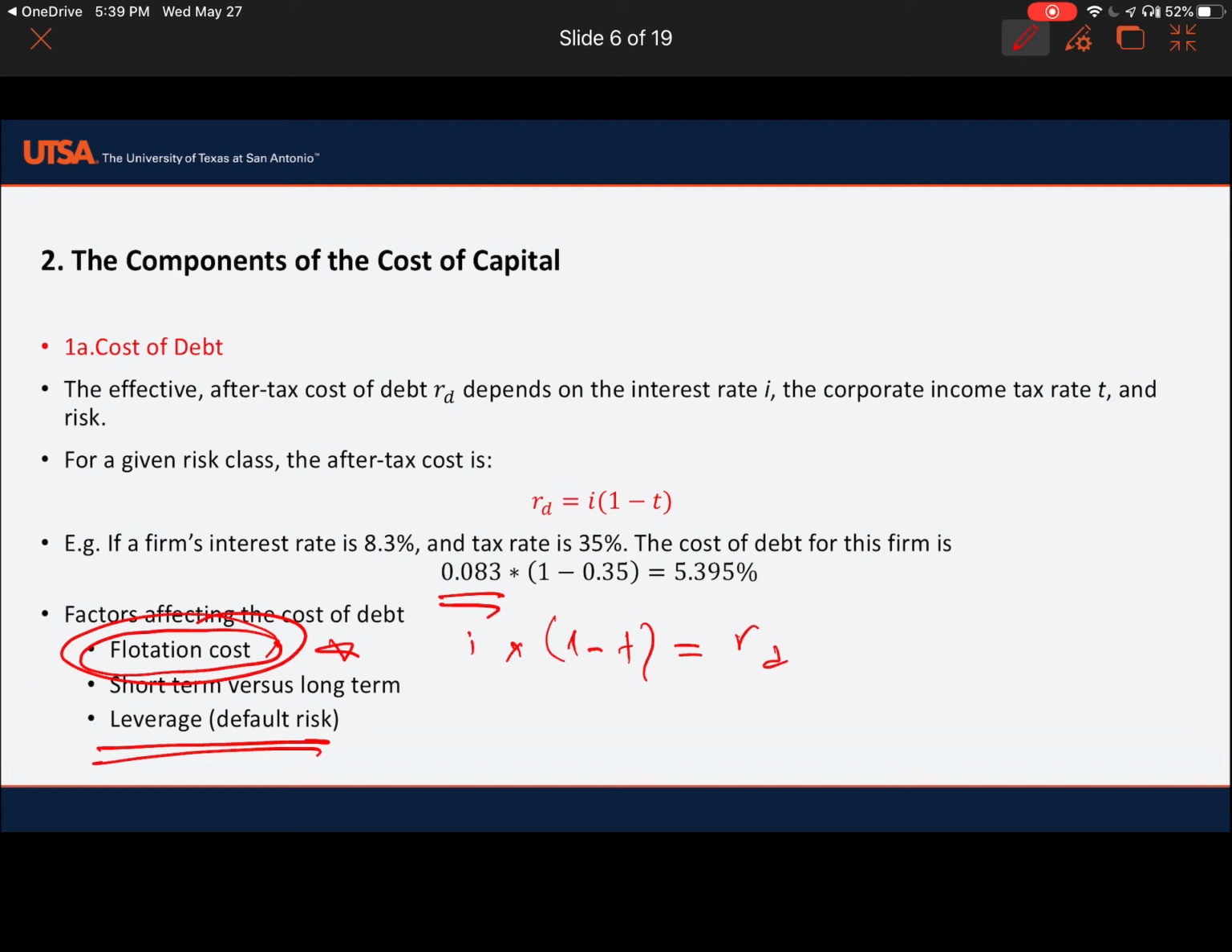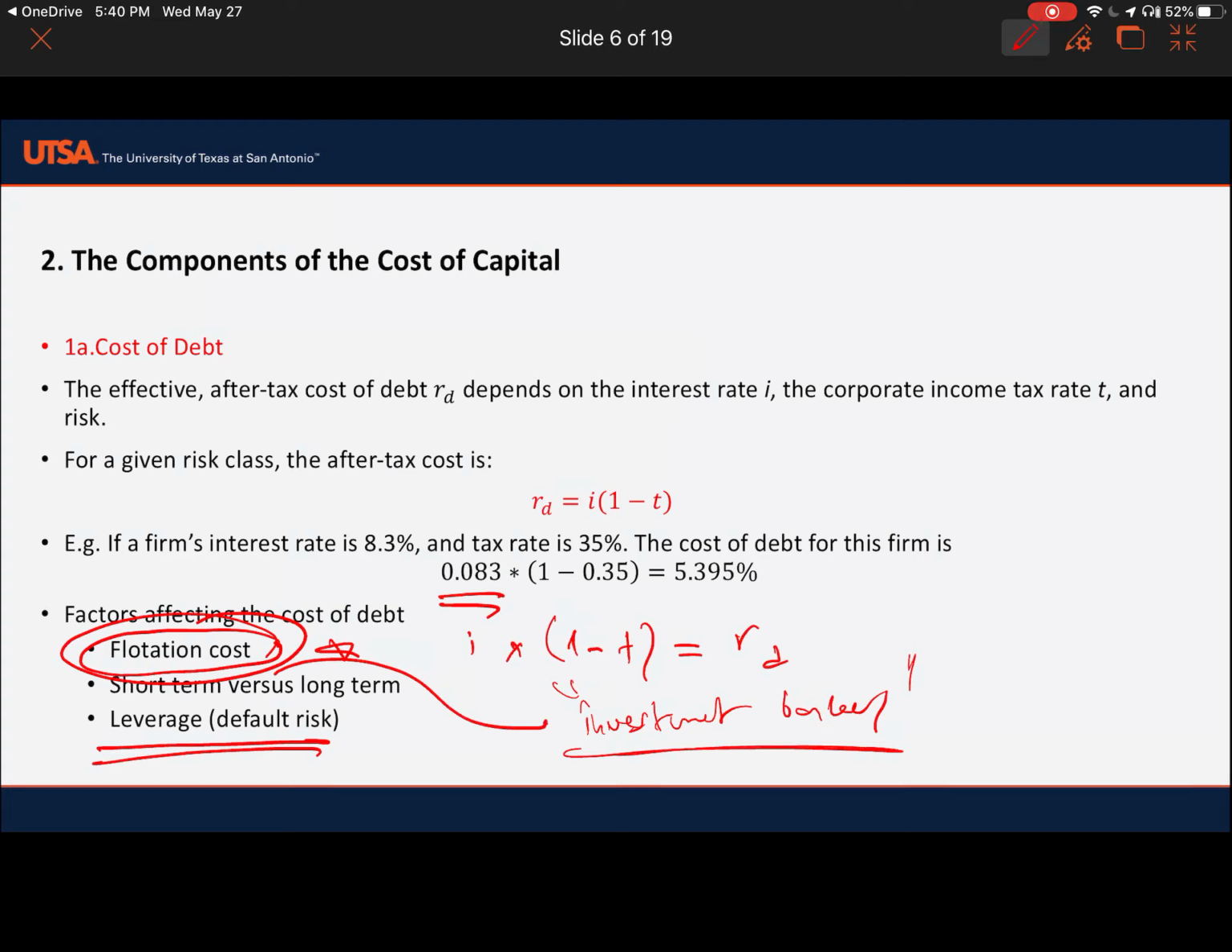Flotation cost is paid to investment bankers. The companies pay the flotation cost to investment bankers, which reduces the proceeds of the sale and increases the interest cost per dollar borrowed. The larger the flotation cost, the greater the effective interest rate will be. The flotation cost is the cost that companies pay investment bankers in order to issue new securities.